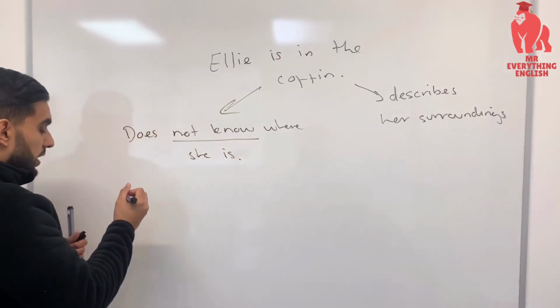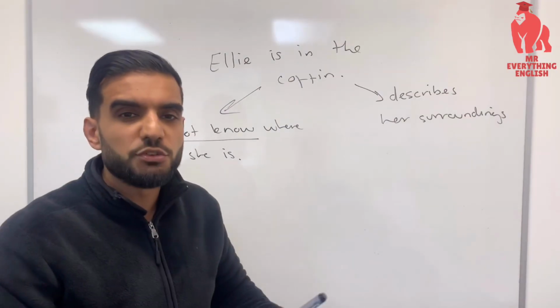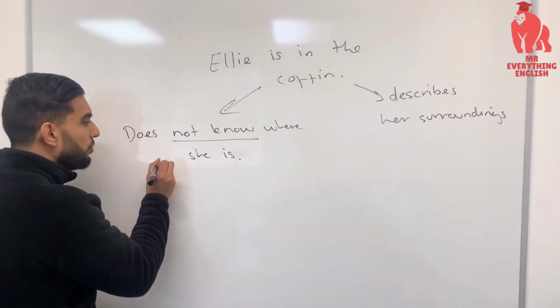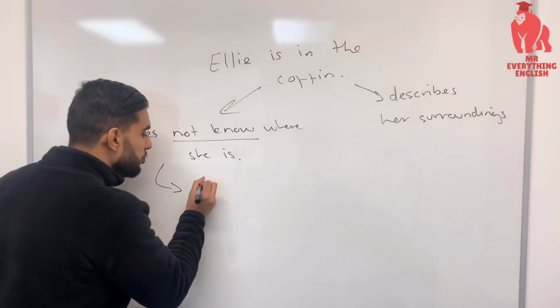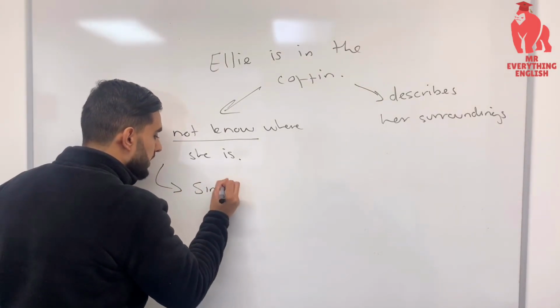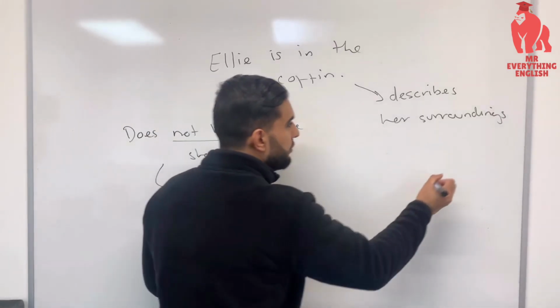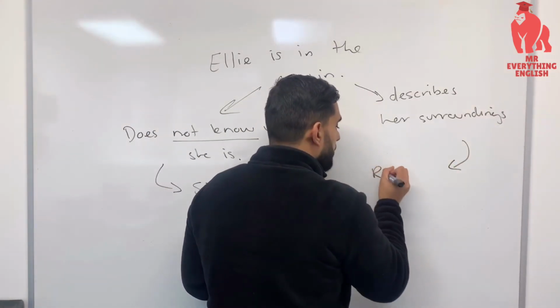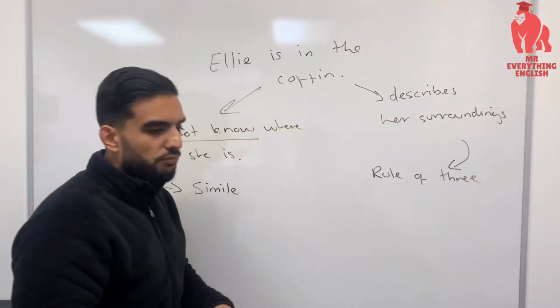Now, we can't forget the mark scheme. The mark scheme talked about how we must have a range of language devices. So when I'm talking about Ellie not knowing where she is, I'm going to use a simile to describe the darkness. And when I'm talking about Ellie describing her surroundings, I'm going to use a rule of three. So for example, the coffin was damp.